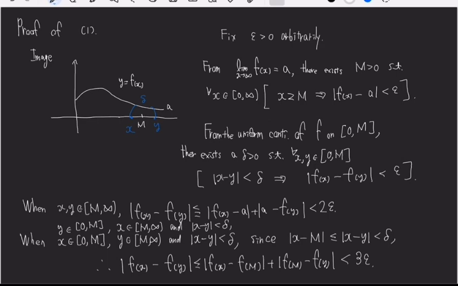Thus, we complete the epsilon-delta argument for any x and y greater than or equal to 0. That is, for any x and y in the interval 0 to infinity, if the modulus of x minus y is less than delta, then the modulus of f(x) minus f(y) is less than 3 epsilon. Therefore, we complete the proof of the first exercise.